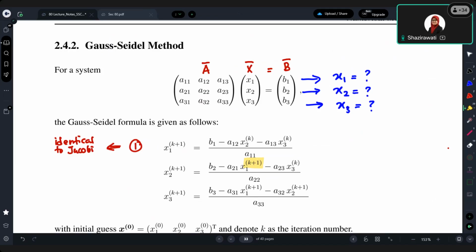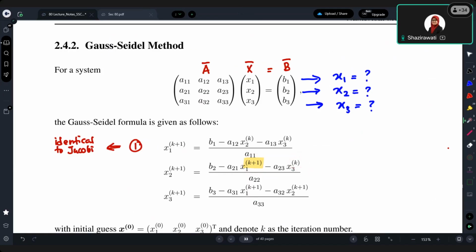Kalau Jacobi, semua yang sebelah kanan punya term, semua iteration notation dia K, K, K, K. Semua K saja. Okay. Tapi pada Gauss-Seidel, dekat X1 itu K plus 1. Tapi dekat X3, you nampak dia K je. Kenapa dia macam ni? Kenapa dekat sini je K plus 1? Dekat X3, dia K saja.